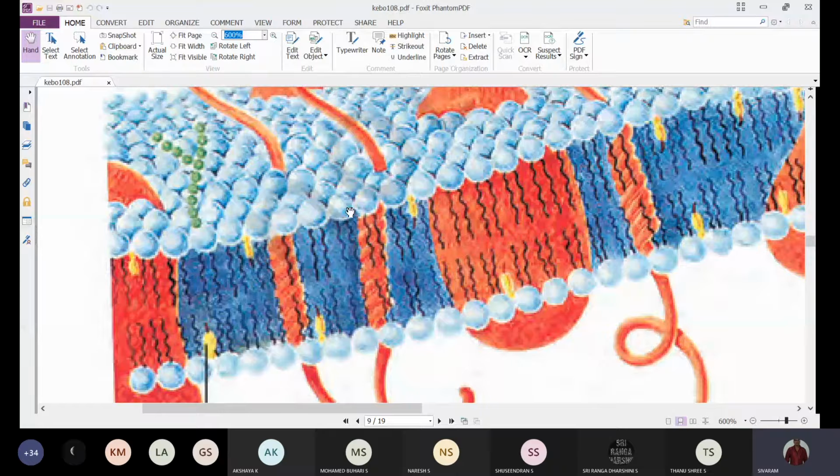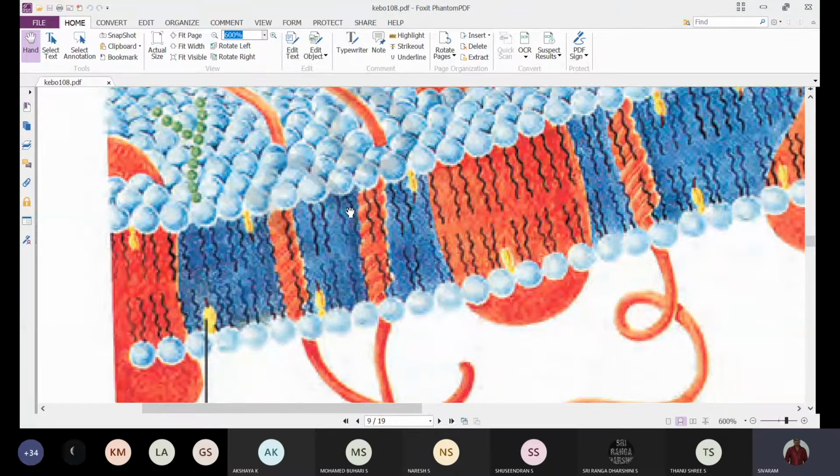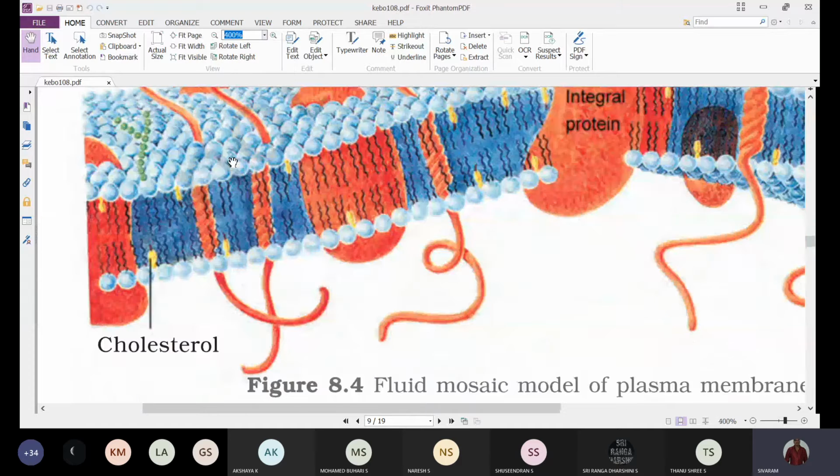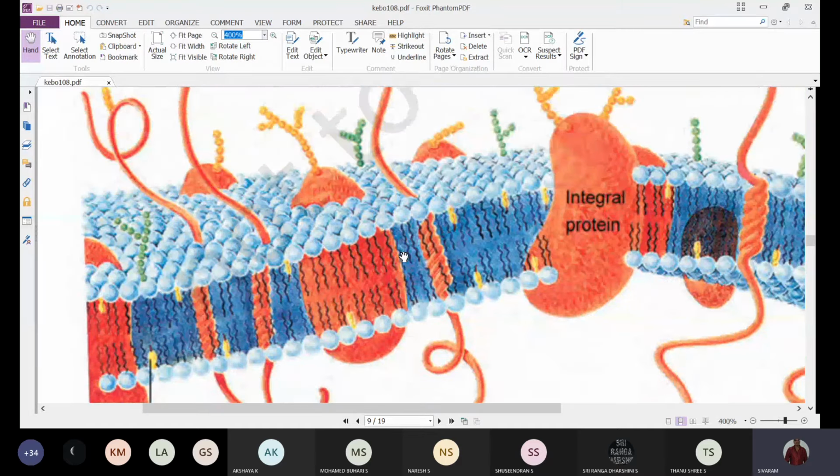When you observe this protein molecule, it is completely buried, from one end to the other end, in the cell membrane. Such a protein we call an integral protein. We can see this is an integral protein, this is an integral protein, this is also an integral protein, whether they are completely buried or partially buried in the cell membrane. Such types of proteins we call integral proteins.